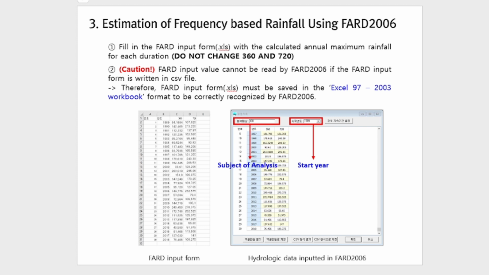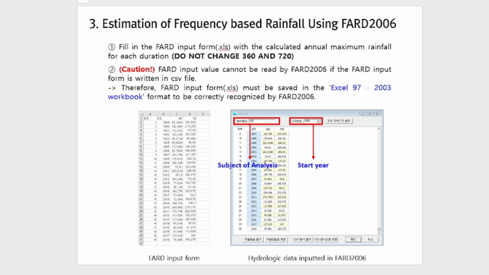Caution: FARD input values cannot be read by FARD 2006 if the FARD input form is written in a CSV file. Therefore, the FARD input form must be saved in the Excel 97 to 2003 workbook format to be correctly recognized by FARD 2006.